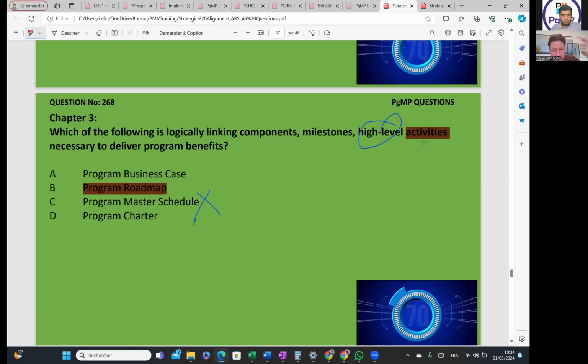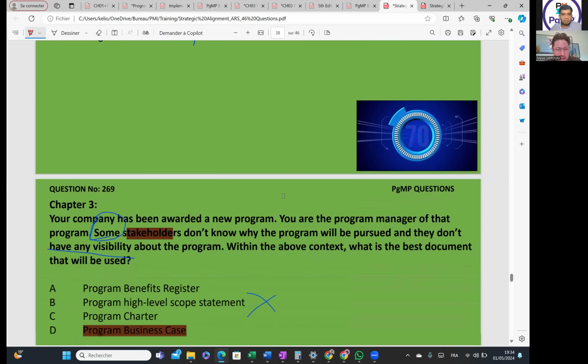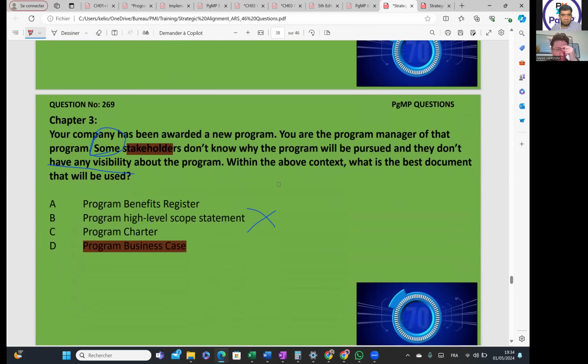But I know it, but just okay. Because we have discussed it when we were talking about the roadmap. So in this one also I didn't get it. Your company has been awarded a new program. You are the program manager of that program. Some stakeholders don't know why the program will be pursued and they don't have any visibility about the program, but it doesn't say that these stakeholders are out of the program.